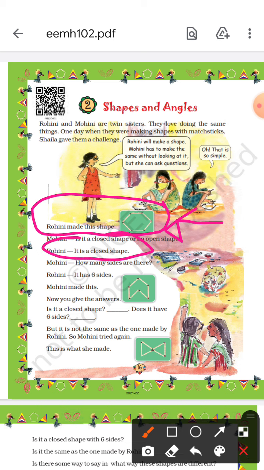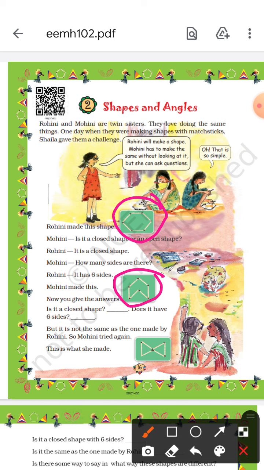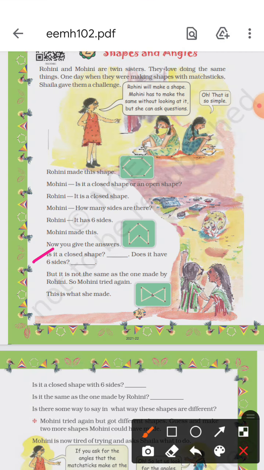Then, hearing all this, Mohini made this shape. Now you can see that the twin sisters made different shapes with the same number of matchsticks. Got it? So we can assume that we can draw different types of shapes using the same number of sides. Now the first question is, is it a closed shape? Does it have 6 sides?